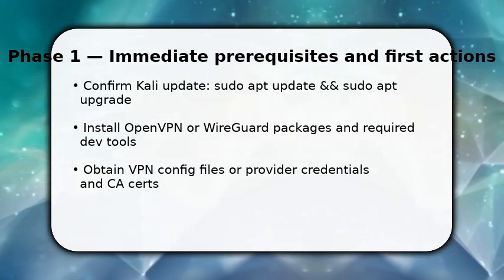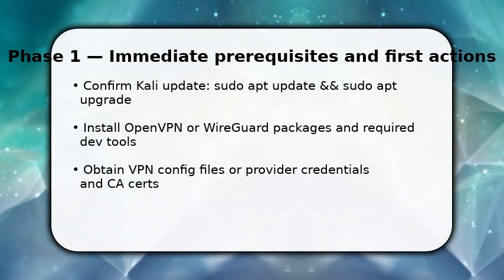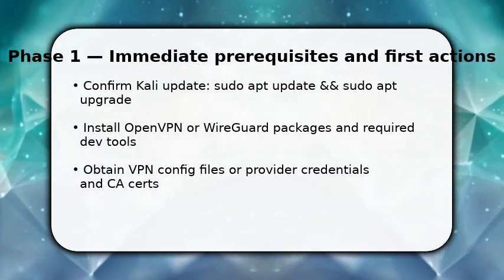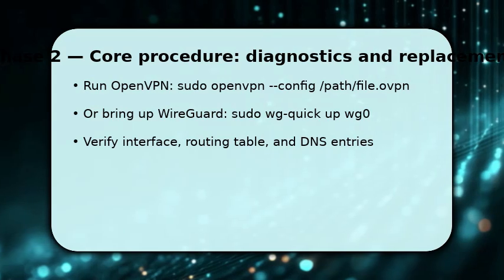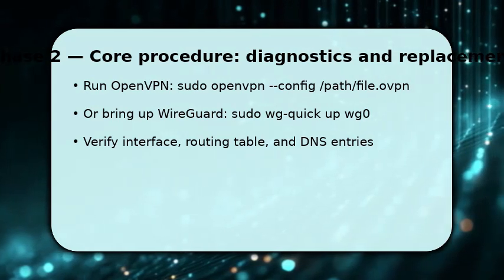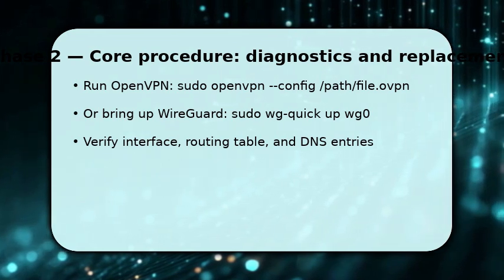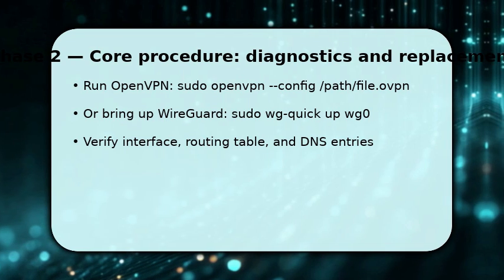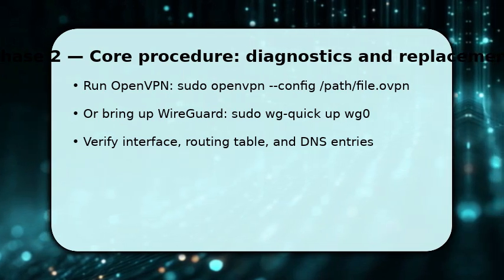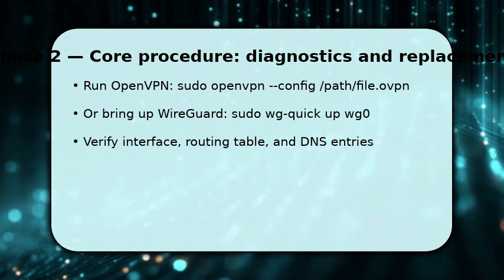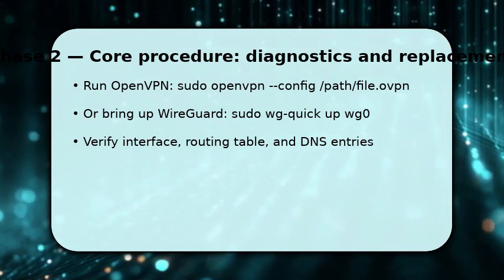You will now initiate a connection, so keep your credentials at hand and run the client with root privileges or via sudo. You will execute the client command appropriate to your config. For OpenVPN, use sudo openvpn --config the .ovpn file, and for WireGuard, run sudo wg-quick up the interface. While it connects, watch logs for authentication and TLS handshake messages to confirm success.